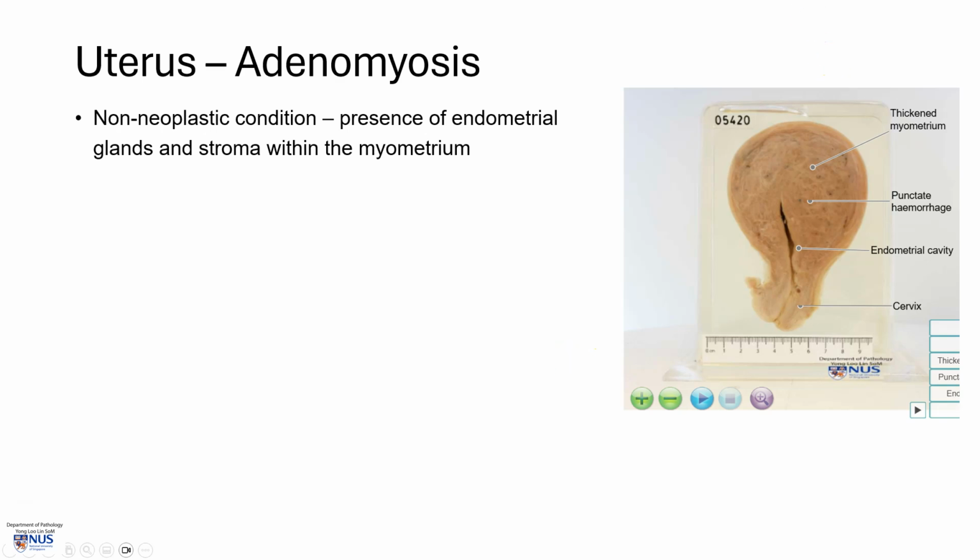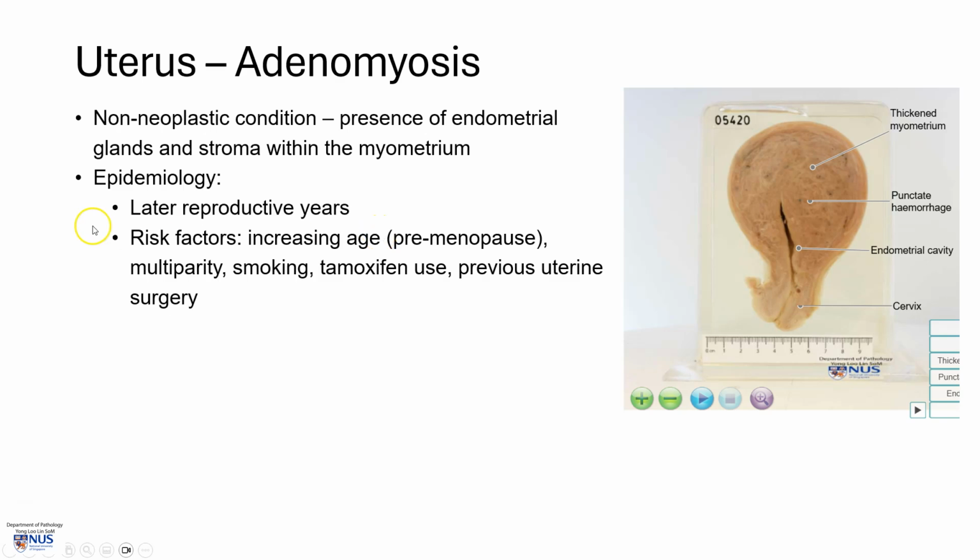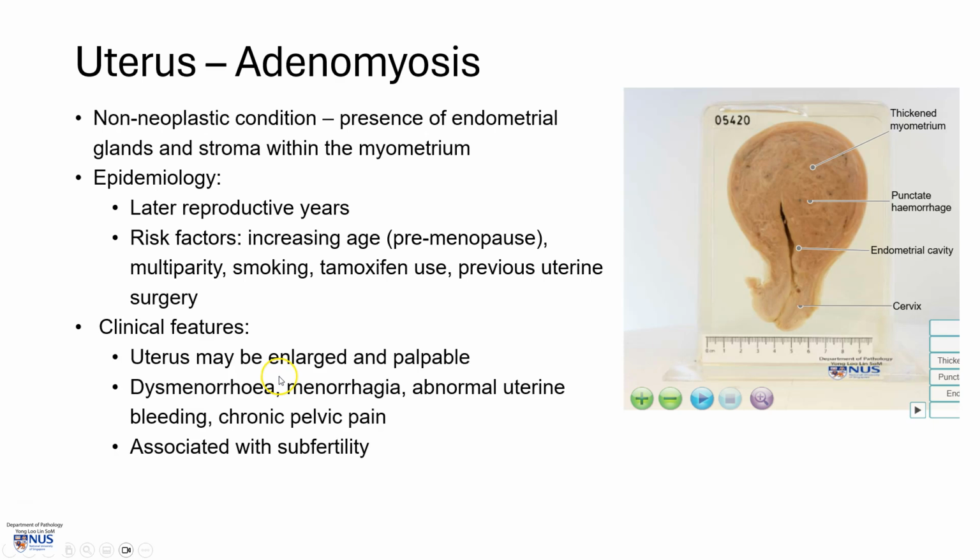Adenomyosis is a non-neoplastic condition which is defined as the presence of endometrial glands and stroma within the myometrium. Usually this occurs in later reproductive years, so risk factors would include increasing age, but still within the premenopausal age group, multiparity, smoking, tamoxifen use, and also previous uterine surgery.